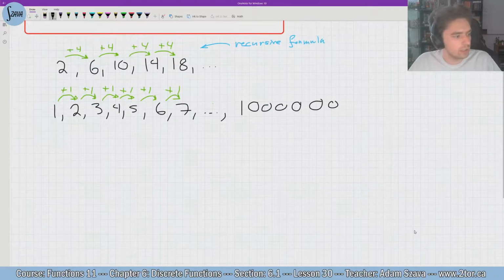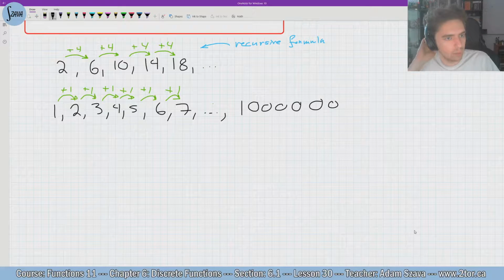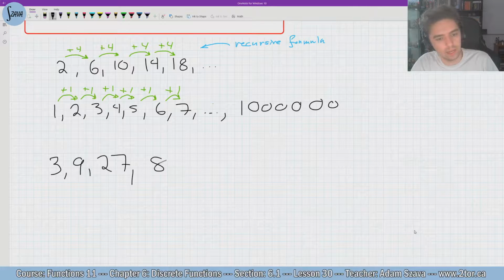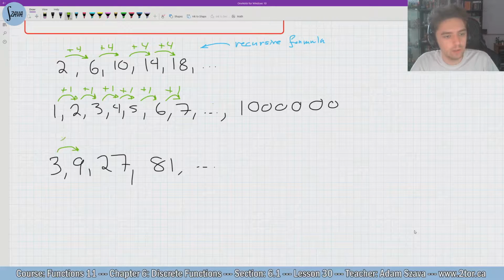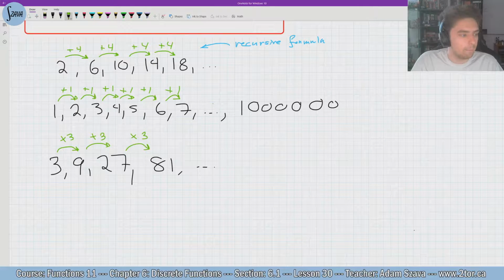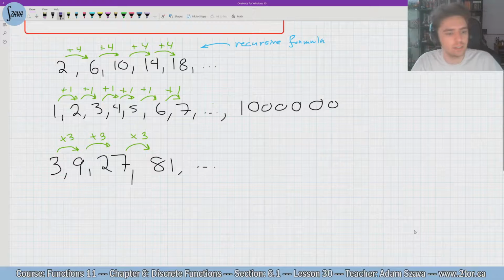But they honestly don't have to be like how I've been doing, add 1 each time. We could have more complicated sequences like 3, 9, 27, 81, ... And so this would be, well, you have to multiply by 3 each time to go between the terms. That's the recursive formula. It doesn't have to be addition or subtraction, it can be multiplication. There's just some rule to go between the terms.